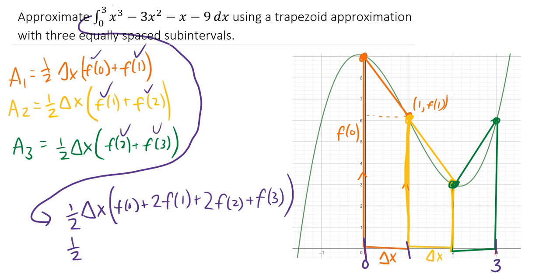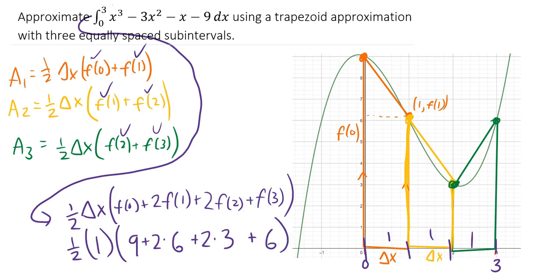I split that length of 3 into 3 pieces, so each piece has a length of 1. Delta x is 1. F of 0 was 9. F of 1 is 6. I'm just reading these off the graph. I'm not actually calculating it. I'm just seeing what the point is. F of 2 is 3. In other words, I could be wrong if I'm not reading it correctly. F of 3 looks like it's 6. So this is going to be 1/2 times 1 times 9 plus 12 is 21, plus 6 is 27, plus 6 is 33.